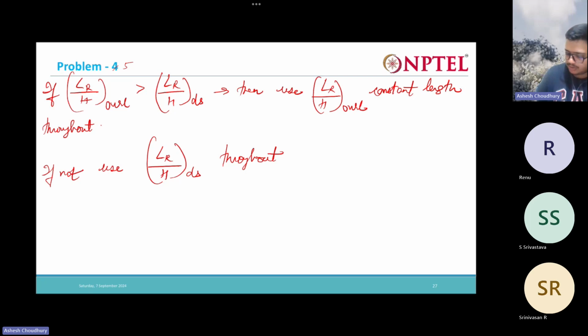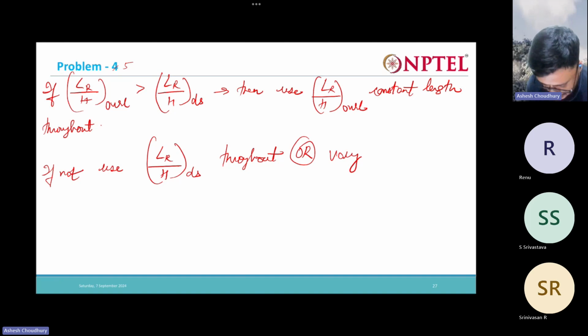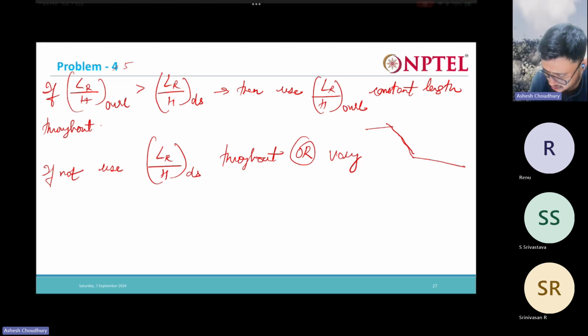So if LR by H direct sliding is greater than LR by H overall, then you can use this LR calculated from LR by H direct sliding throughout, or you can vary it. How to vary? Say this is the slope. This is the slope. So now let me draw it in another way.